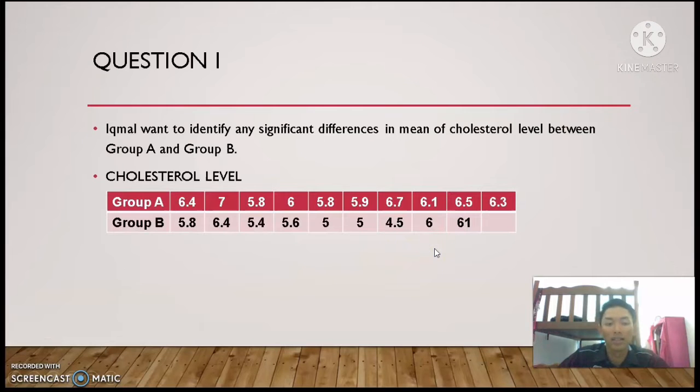So this is question number 1. Ikmal wants to identify any significant difference in the mean of cholesterol level between group A and group B. Before we go through the question, we must find 4 very important things, which are the independent variable, dependent variable, observation, and distribution of data. So this is the data given: cholesterol level, group A and group B.